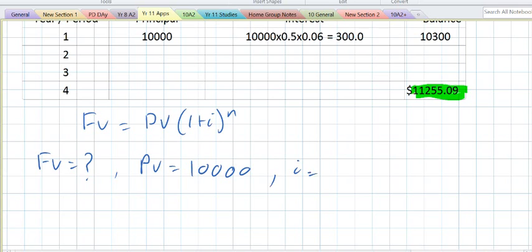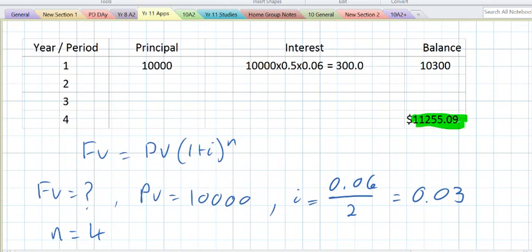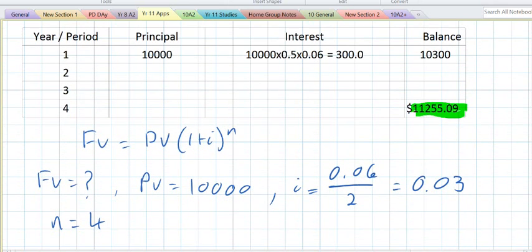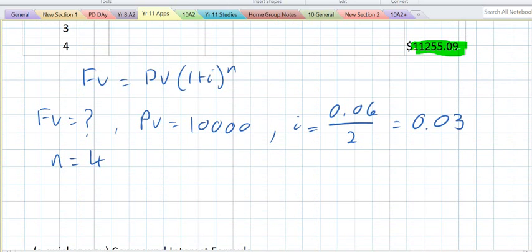What is the interest? It's the interest in each compounding period, so it would be the interest for the year divided by the number of compounding periods in the year. And finally, what is n? It's 4, because we have 2 years and in each year it compounds twice. And you'll notice on the table above we had 4 lines or 4 periods. Then we put our numbers into the equation.